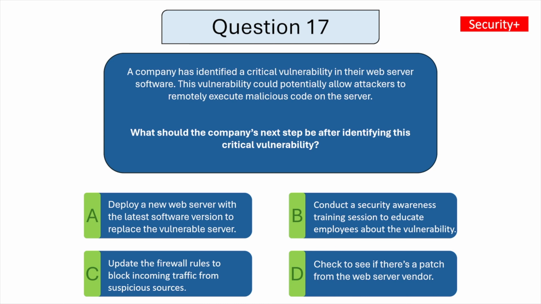Question 17. A company has identified a critical vulnerability in their web server software. This vulnerability could potentially allow attackers to remotely execute malicious code on the server. What should the company's next step be after identifying this critical vulnerability? A. Deploy a new web server with the latest software version to replace the vulnerable server. B. Conduct a security awareness training session to educate employees about the vulnerability. C. Update the firewall rules to block incoming traffic from suspicious sources. D. Check to see if there's a patch from the web server vendor.